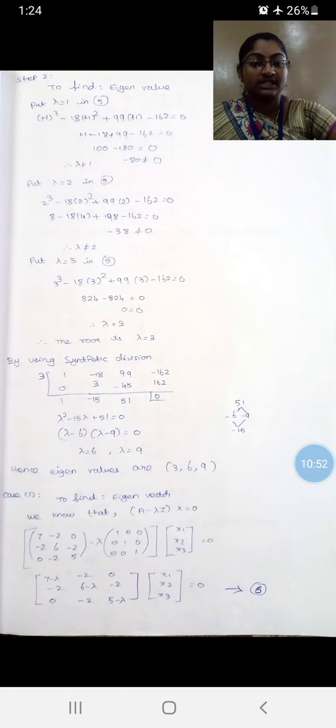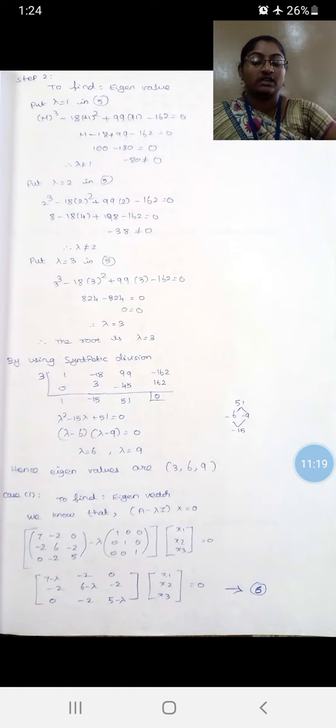By using synthetic division, take the coefficients of the characteristic equation, that is 1, minus 18, 99, minus 162. While solving this synthetic division, I get the equation as lambda square minus 15 lambda plus 54 equal to 0. Using the factorization method, I get the values lambda equal to 6 and lambda equal to 9.